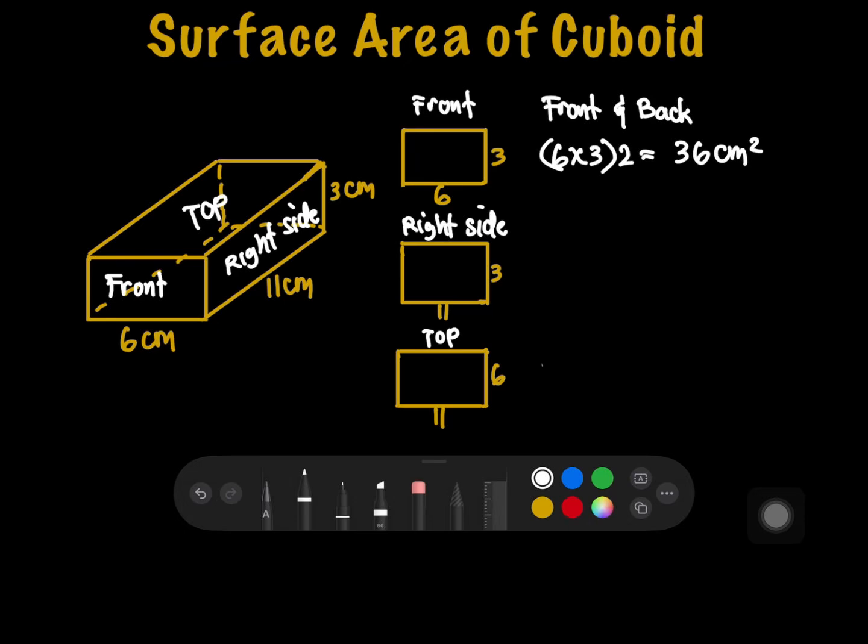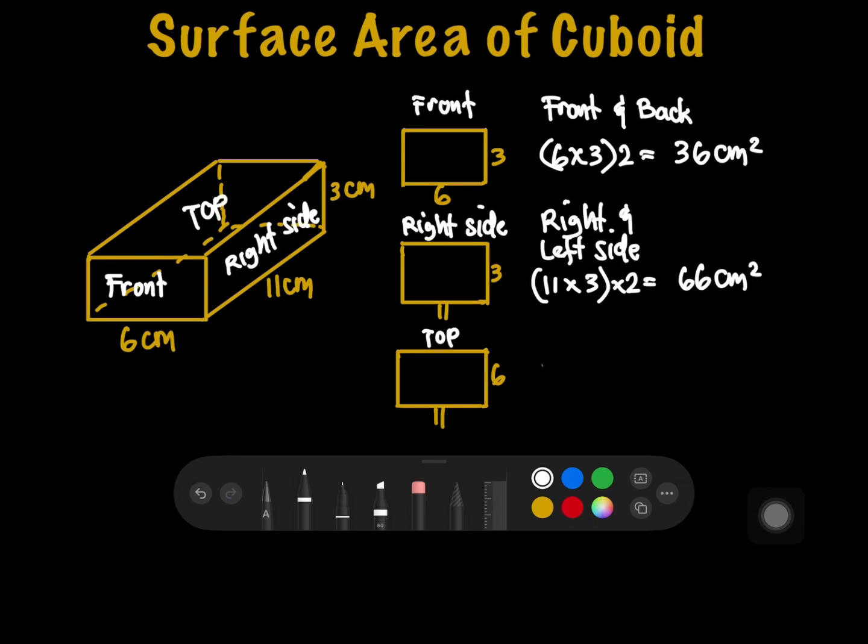While the right side and the left side of this cuboid have the measurement of 11 by 3. If we're going to find the area of that part, it's 11 times 3 times 2, because it's right side and left side. So 11 times 3 is 33, times 2, and that is 66 cm square.